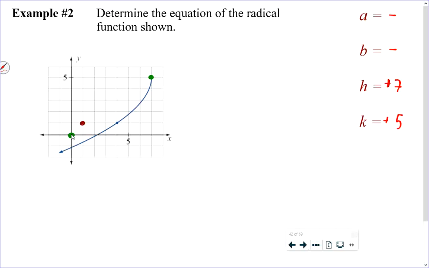Now the question is, how do you find A and B? Well, you can do it this way. The vertical distance between the vertex of the original graph and the first key point is 1. The vertical distance between the vertex of the transformed graph and the first key point is 4. Things are stretched vertically by a factor of 4. Does that make sense?